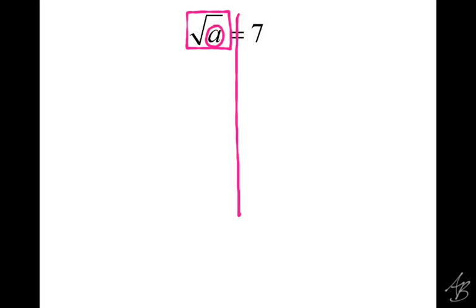Now, is there anything I need to get rid of to get the square root by itself? No. So there's nothing I need to get rid of outside the box, so I can jump straight to getting rid of the square root. And how do I get rid of a square root? Square it. So we square the left side to get rid of the square root, which means we have to square the right side. And when we cancel the square and the square root on the left side, that leaves what? A. And on the right side, 7 squared is 49.